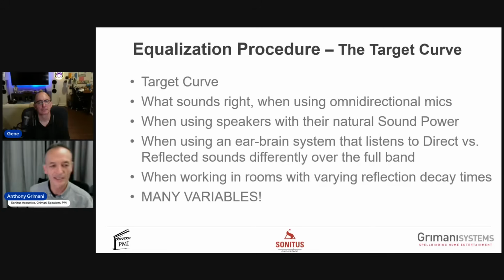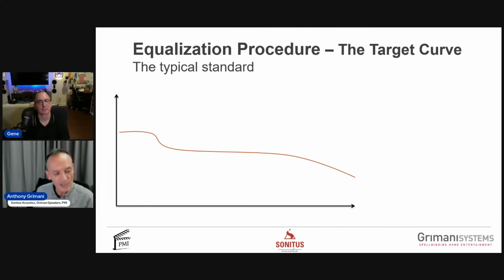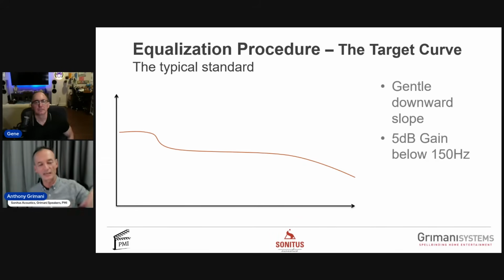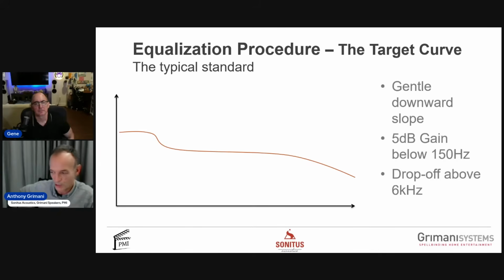So let's look at this. There are many variables. Bottom line is there's a lot of things you've got to think about. This is the typical standard. Can I mention Sean Olive, one of Floyd Toole's colleagues and disciples? He spent a bunch of time asking, what actually measures right for most speakers in most rooms? And he came up with a target curve that looks something like this, where there's a gentle downward slope, 5 dB gain below 150 hertz, about a 1 dB per octave falloff, and then around 6 or 7 kilohertz, the drop-off gets a little bit larger, depending on which version of this target curve you've seen.